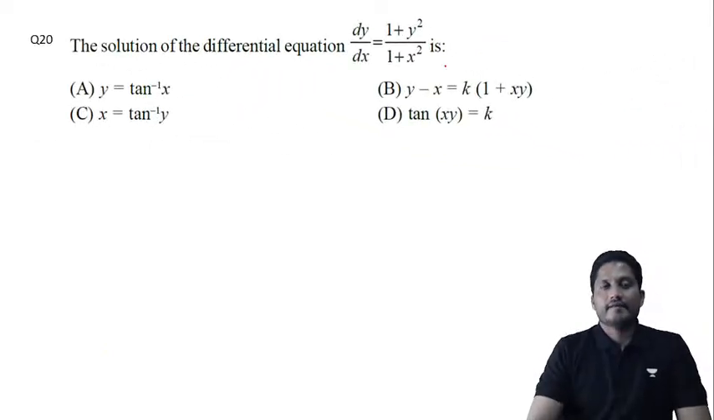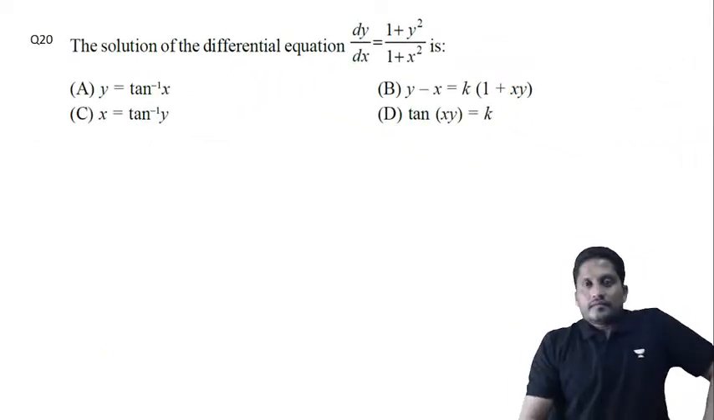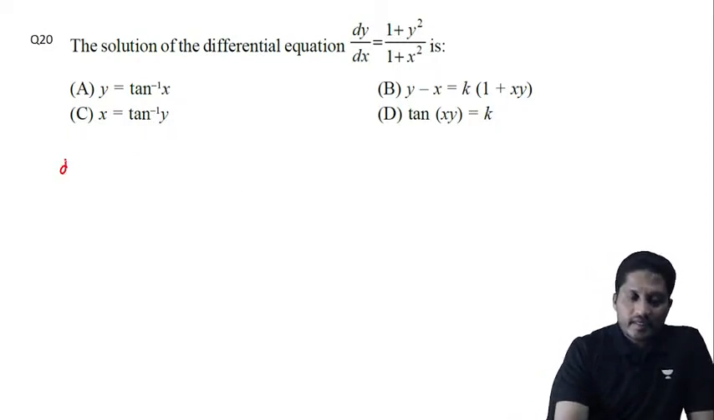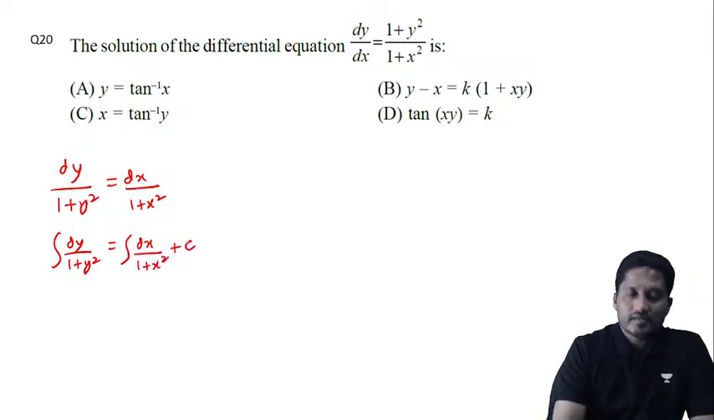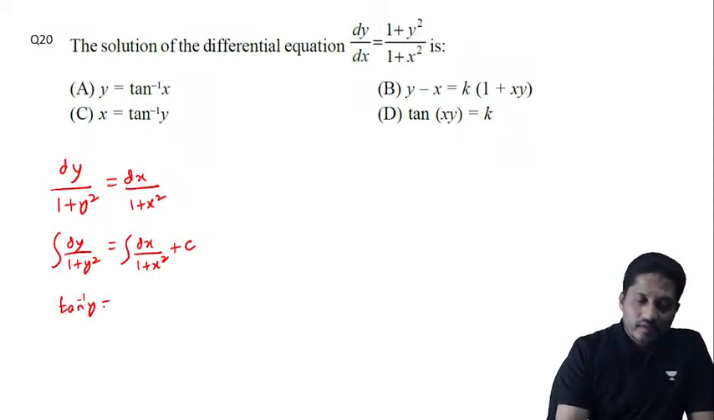Right? Question number 20. If I separate the variables, I can write this as dy divided by 1 plus y square is equal to dx divided by 1 plus x square. Right, now if I integrate, integration of dy divided by 1 plus y square is equal to integration of dx divided by 1 plus x square plus c. Integration of 1 by 1 plus y square is tan inverse of y. Integration of 1 by 1 plus x square is tan inverse of x, and c can be written as tan inverse of c.